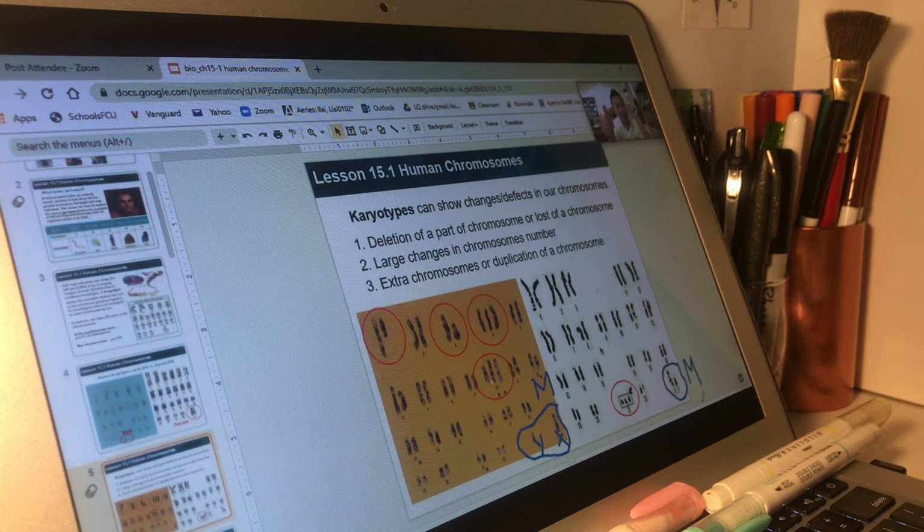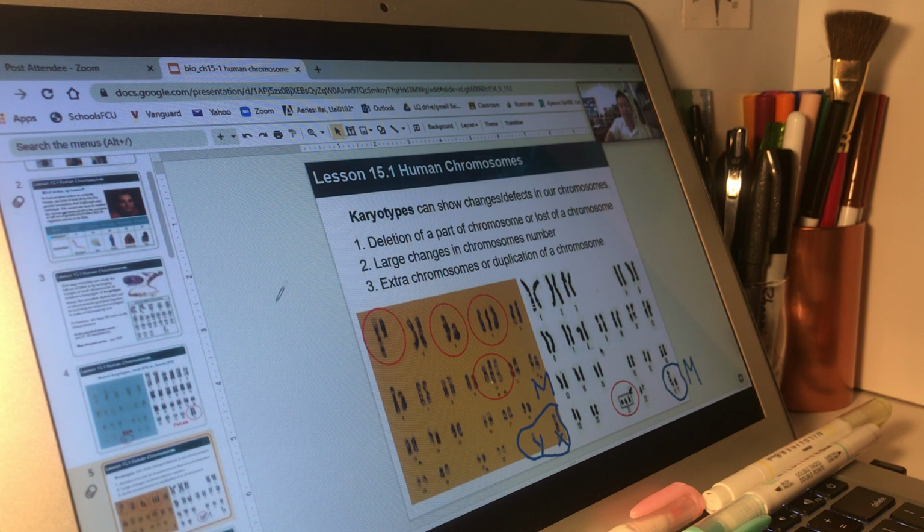Now, but what else can you see from a karyotype? You get to see, number one, defects. You get to see changes in your DNA. You get to see if there's malfunctions so that you can determine if you should keep or you should maybe avoid having a baby in the future because you have bad DNA.